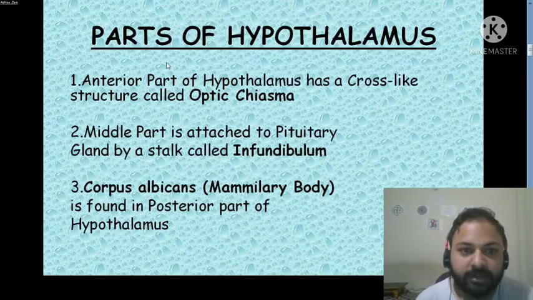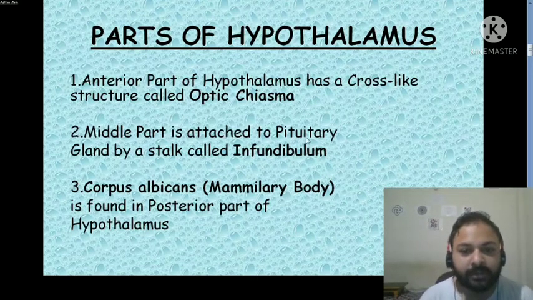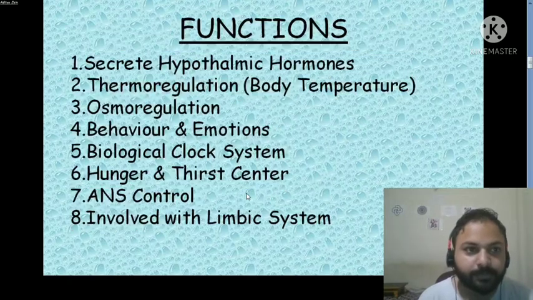Parts of hypothalamus. There are three parts of hypothalamus: anterior, middle and posterior part. The anterior part of hypothalamus has a cross-like structure known as optic chiasma. The middle part of hypothalamus is attached to the pituitary gland by a stalk known as infundibulum. And the posterior part of hypothalamus has corpus albicans, which is also known as mammillary body, and this is a characteristic feature of mammals.